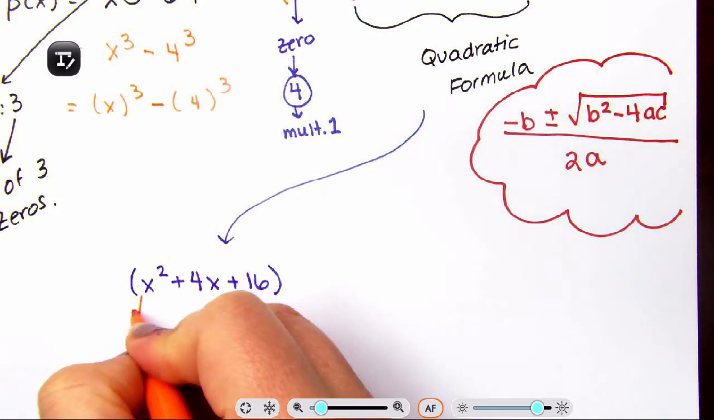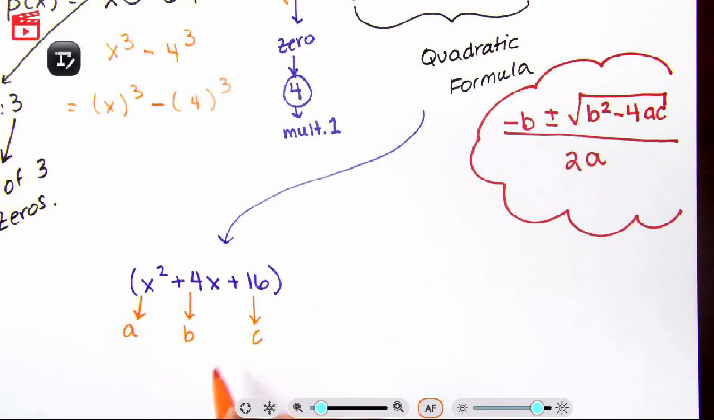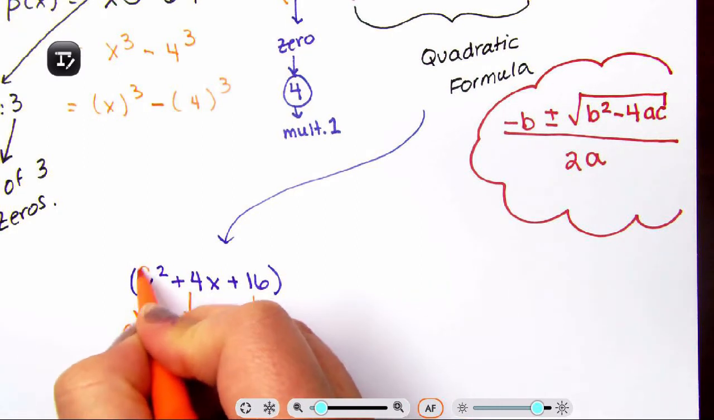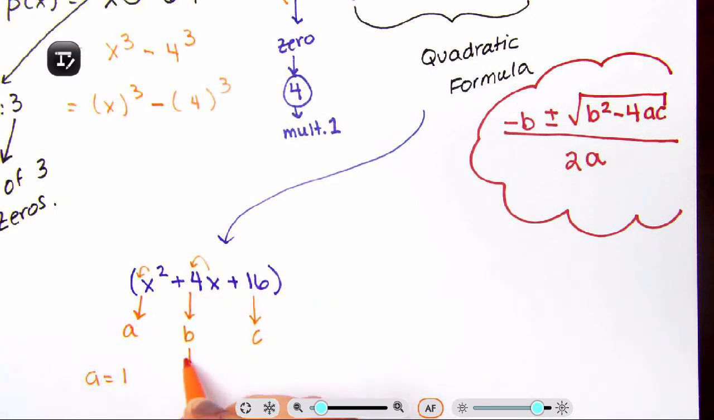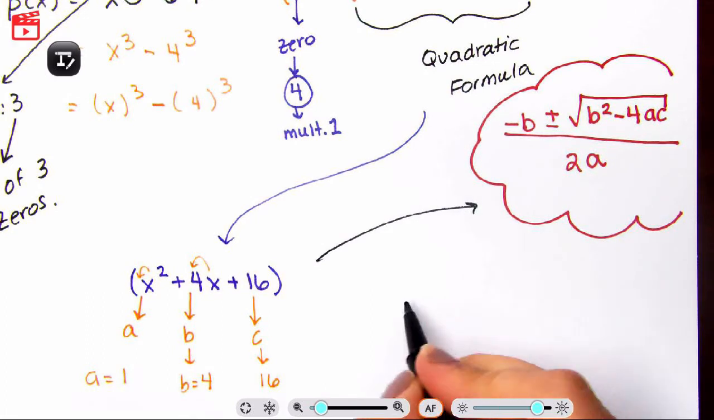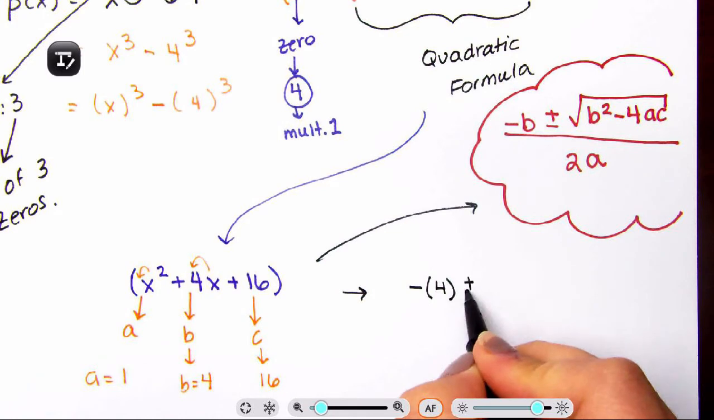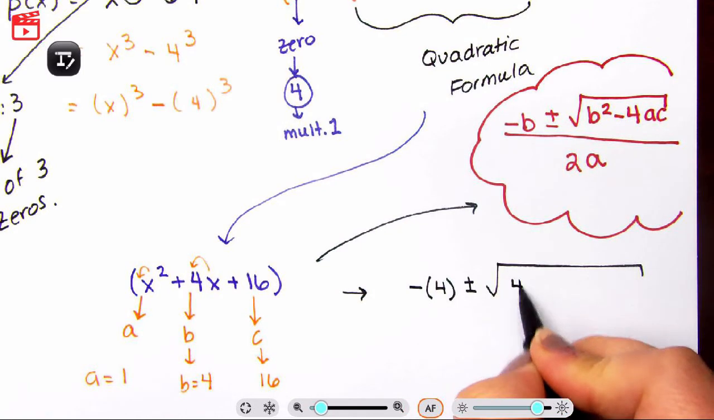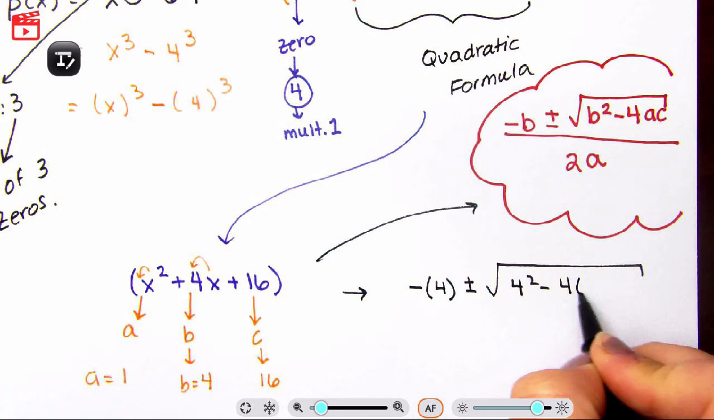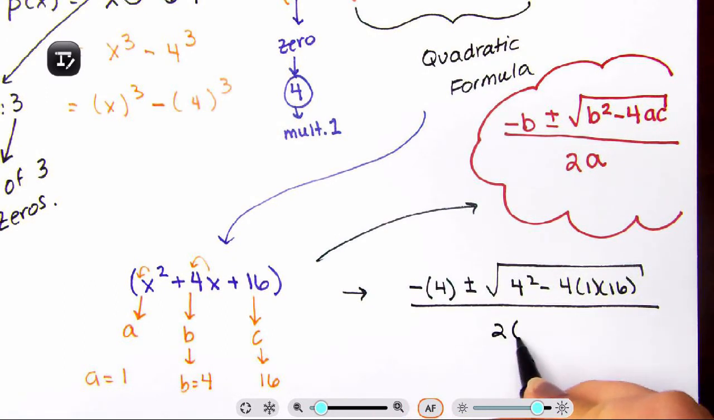So this is going to be your A, your B, your C. A is equal to 1. Again, it's the coefficient. B is equal to positive 4. And C is equal to 16. So I'm going to take that and plug it into my formula, which says negative b, so negative 4, plus or minus square root of 4 squared minus 4a is 1, c is 16. All of this is divided by 2a, which is 1.